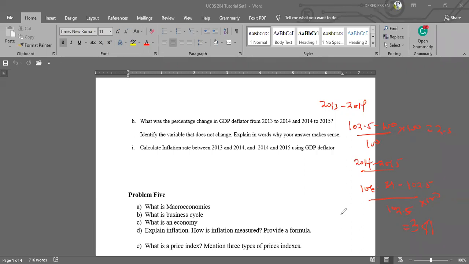Okay, so you've been asked to answer the following questions, which is pretty simple. Is there any question for me that I'm skipping? Yes, sir, can you go over identifying the variable that does not change? I said that if the percentage change in the GDP deflator is zero, and if the percentage change in the real GDP is also zero, then it means the output did not change in that particular period. Is that fine? Thank you.